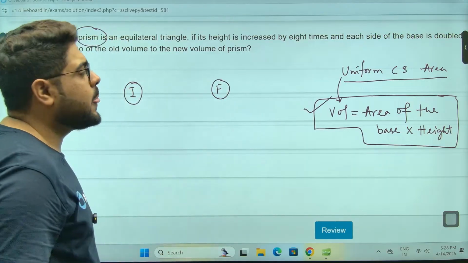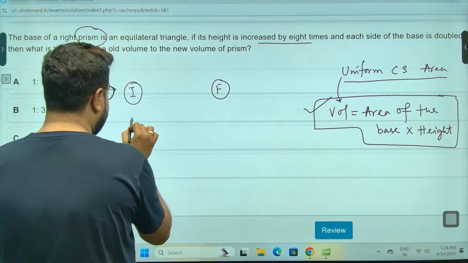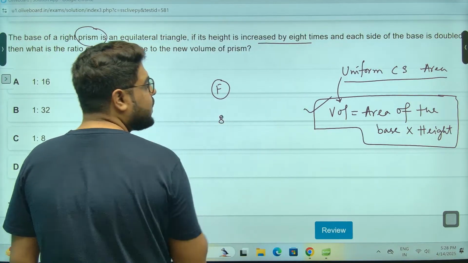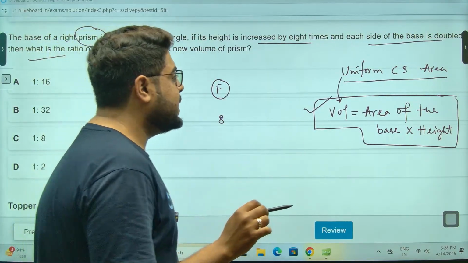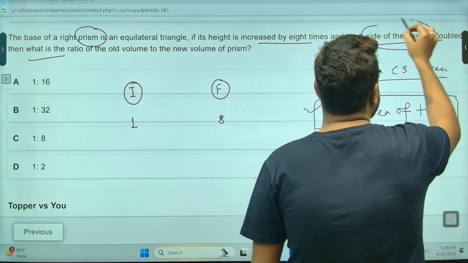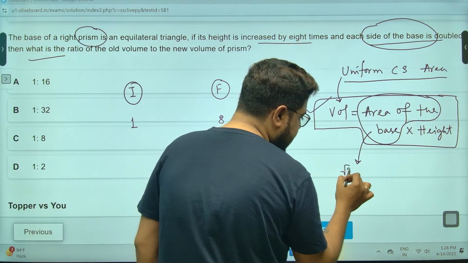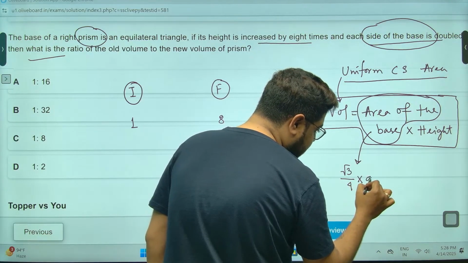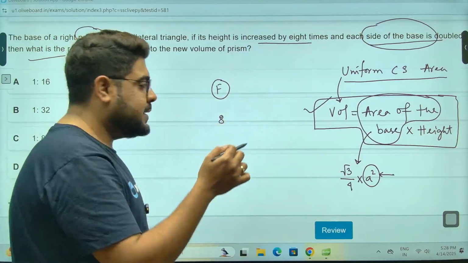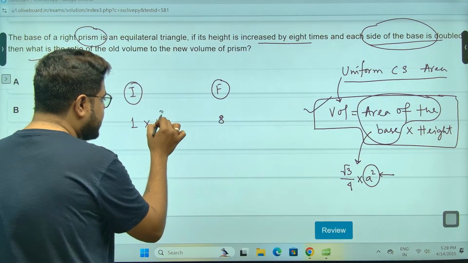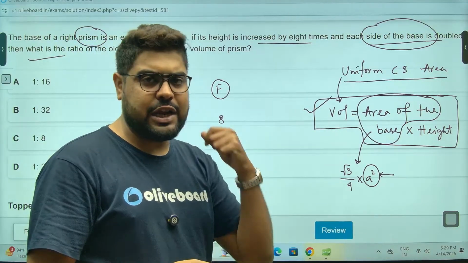So what has happened? Height is increased by 8 times. If height was 1, now it is 8. The side of the base has doubled. Area of the base, if it is an equilateral triangle, the formula is root 3 by 4 into a squared. This squared is most important. Root 3 by 4 cancels because we are taking a ratio.